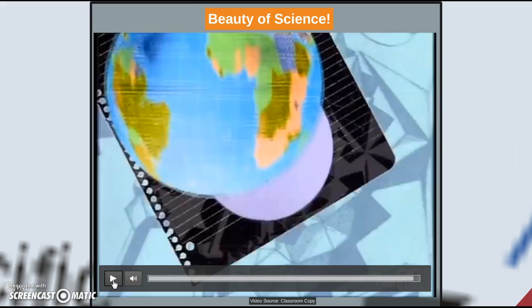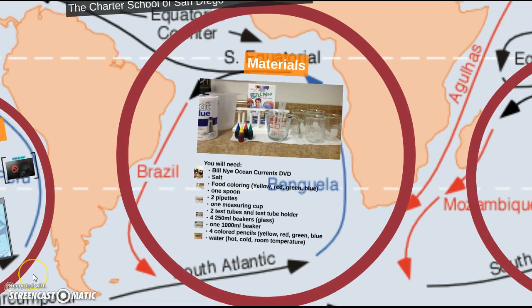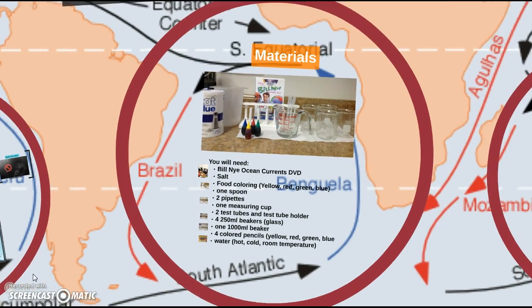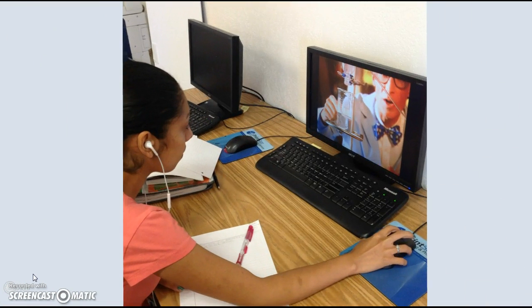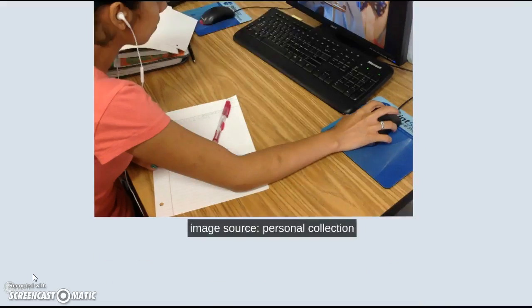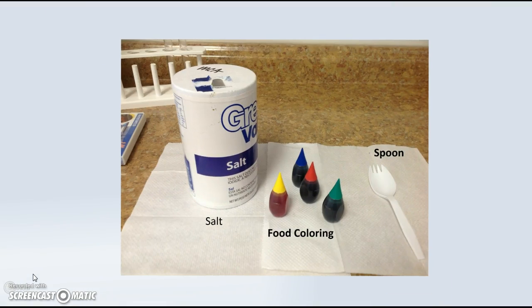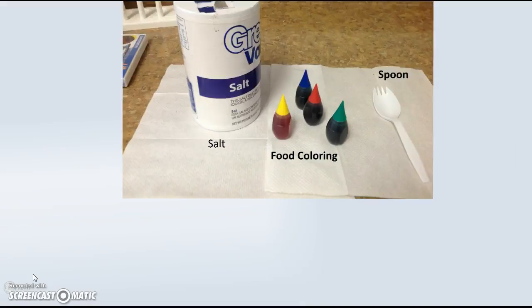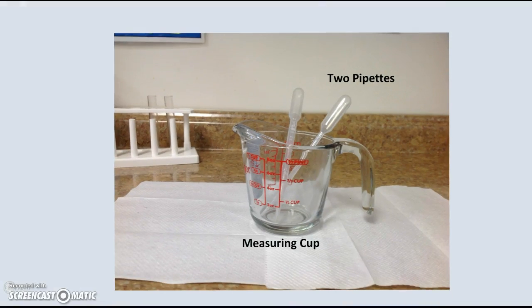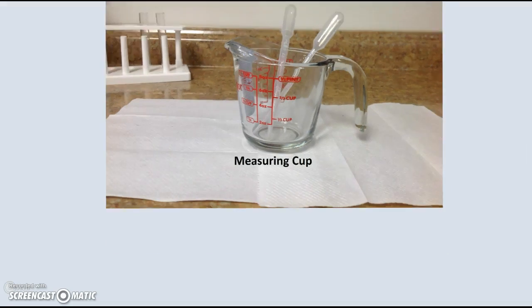All you need is curiosity and the following materials. First, you'll watch the entire 26-minute Bill Nye Ocean Currents video. It provides an entertaining overview of the topic. Ask your classroom teacher for a copy. You'll need salt, food coloring, and a spoon. The food coloring is important because you'll use it to color your water samples so that you can see them move more easily. You'll need a measuring cup and 2 pipettes. A glass measuring cup is important because you'll need it to heat your water in the microwave.